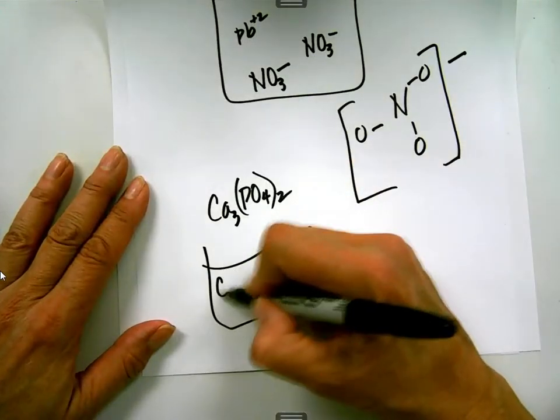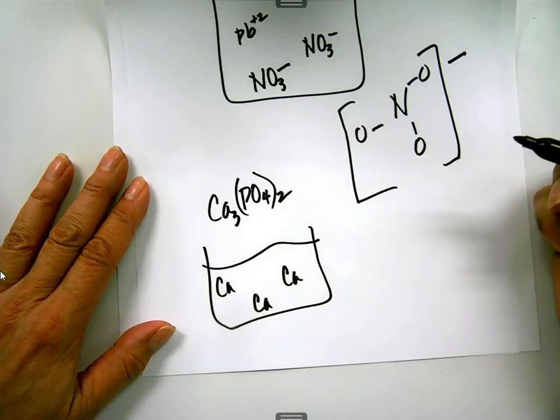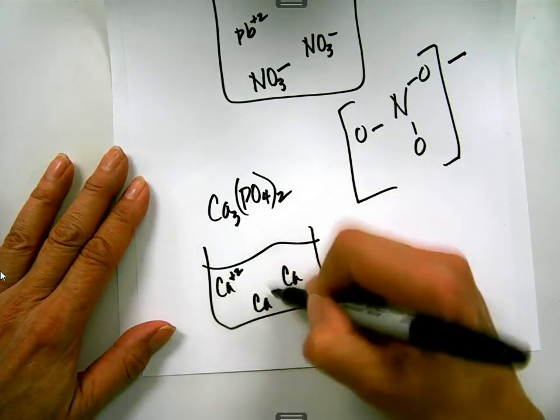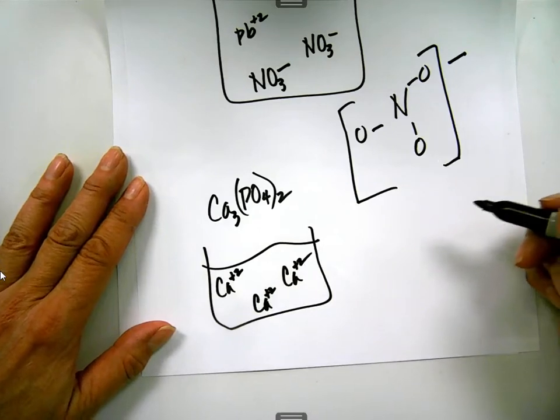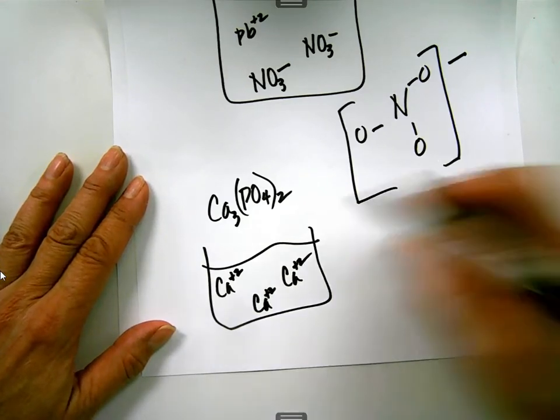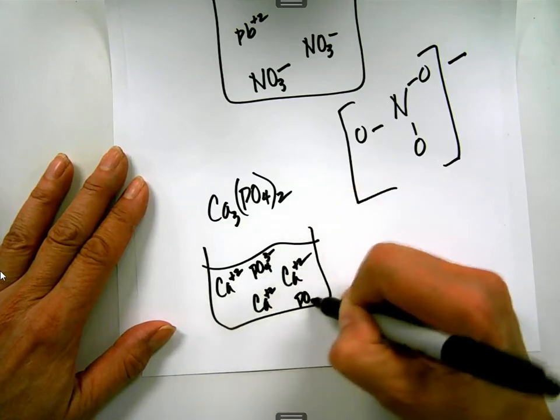I have some calcium. I have 3 of them. What would the charge on the calcium ions in that solution be? They'd all be +2, right? That's super important to recognize. They'd all be +2. What other kind of ions would I have in there? I'd have some phosphate ions. I'd have some PO4 with a 3- charge too.